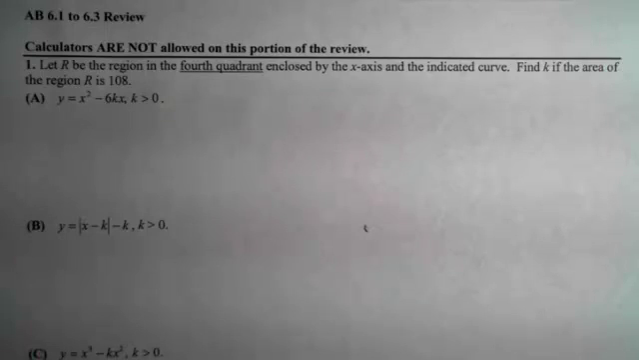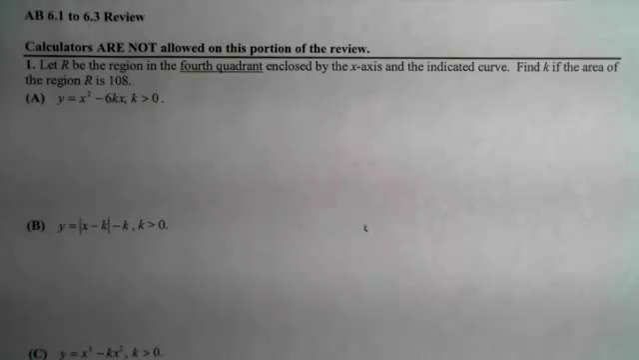The 6-1 to 6-3 review. Calculators are not allowed on this portion, and we're looking at number 1. In all three of these, we are given a function that has two variables in it. We have the normal x, and then we have the second variable k.